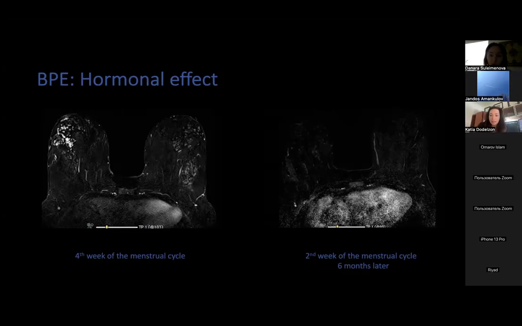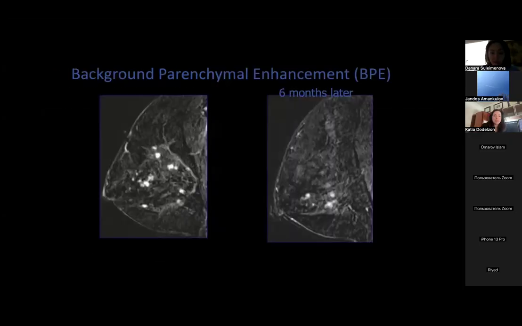So she has minimal enhancement during that 2nd week of the menstrual cycle, when estrogen and progesterone influence the breasts the least, and therefore your background parenchymal enhancement is at its lowest. And so here, similarly, another helpful way to ascertain if something is background parenchymal enhancement versus something suspicious is if you have serial examinations.